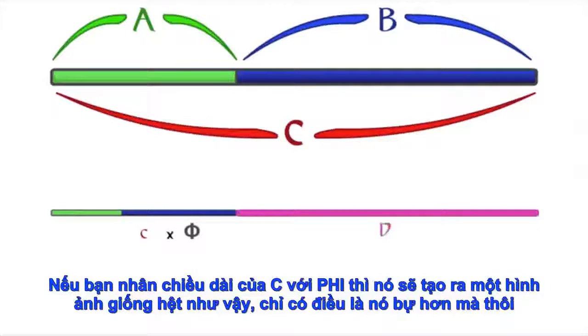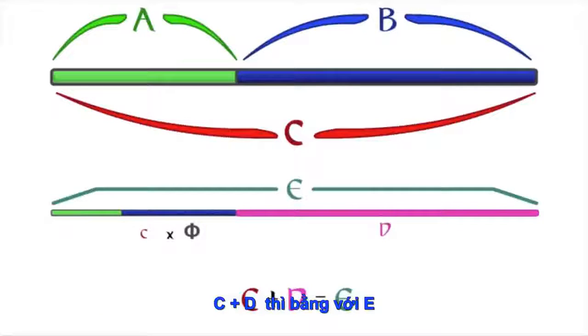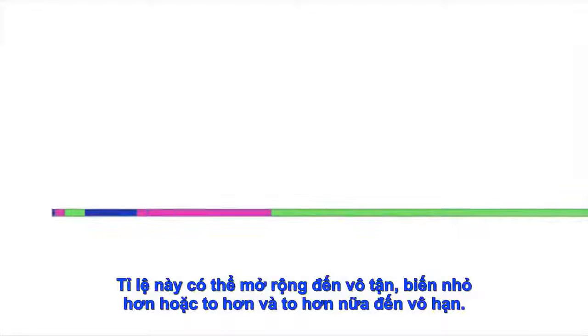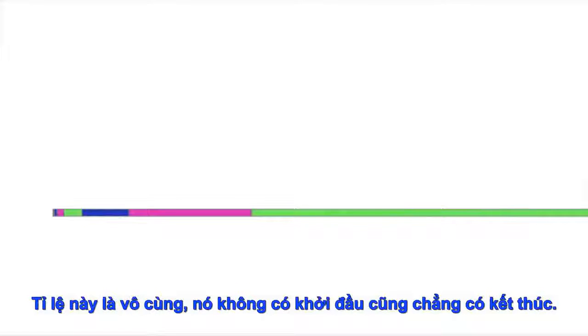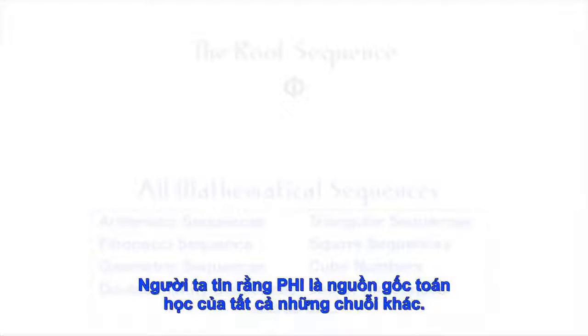If you multiply the length of C with phi, it will create the exact same image, only bigger. C and D is equal to E. This ratio could then span on forever, going smaller and smaller or bigger and bigger forever. This ratio is infinite. It has no beginning and no end. It is also believed that phi is the mathematical root of all other sequences.